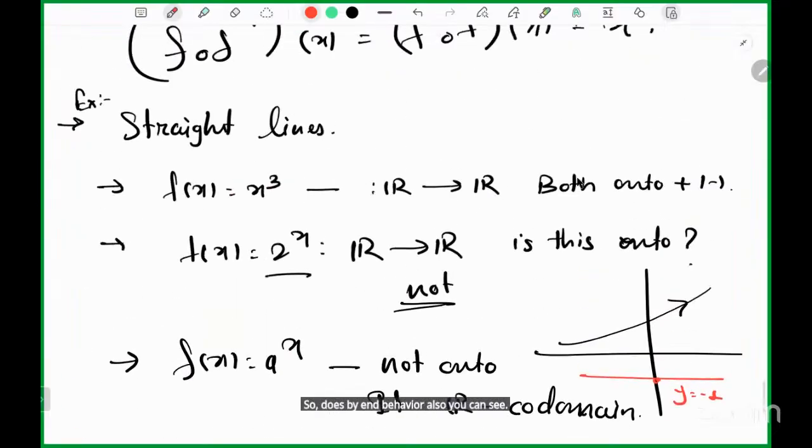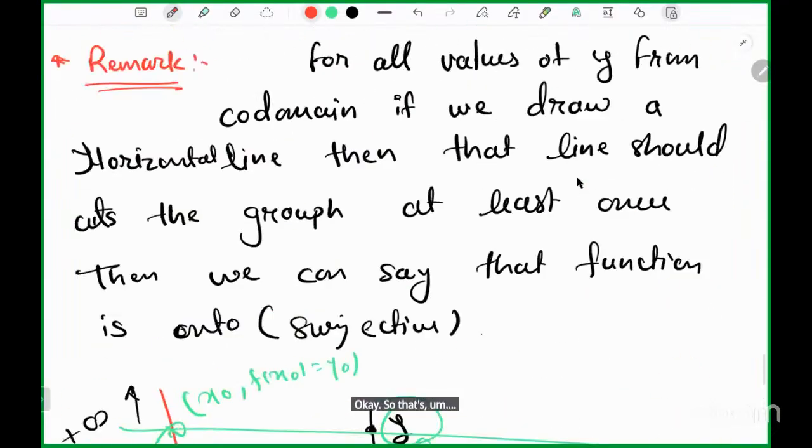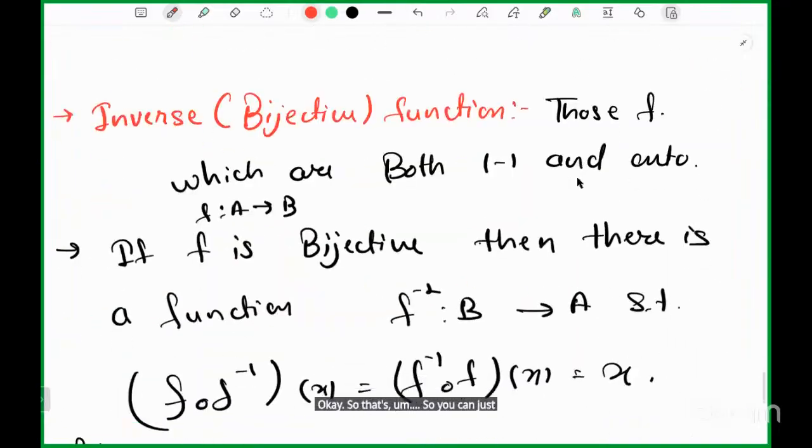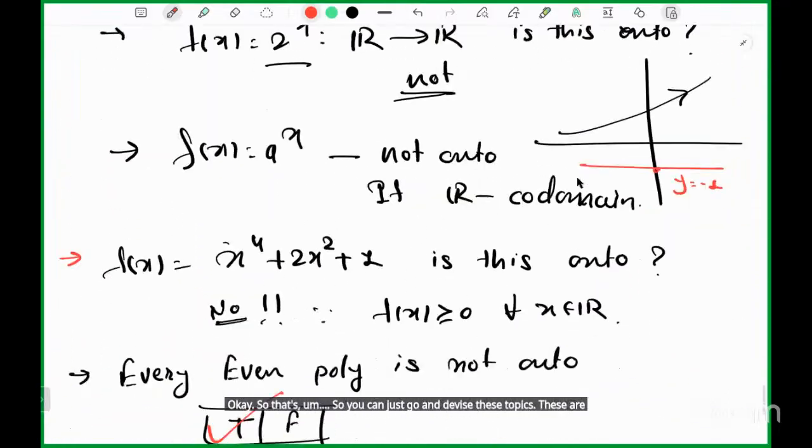Okay. So that's all for today. You can just go and revise these topics. These are very basic and important topics.